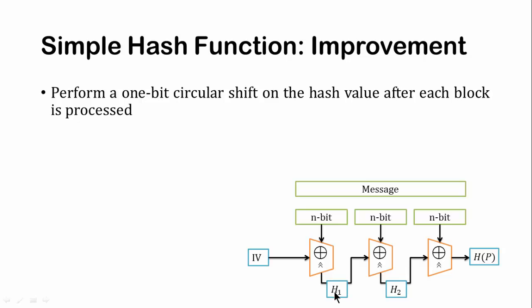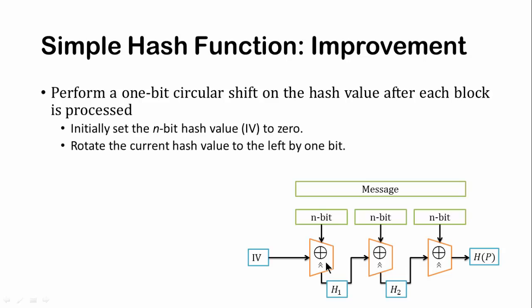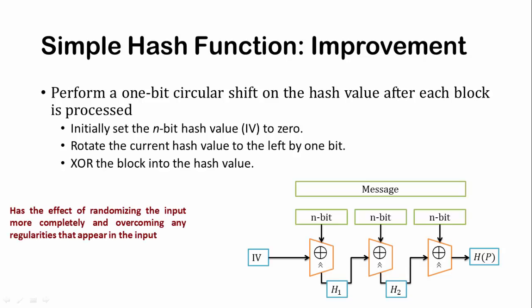This hash 1 value will pass on and get XORed with the next block, and while doing so, you have to perform a shift left operation as well. So the initial n-bit hash value IV is initially 0. A rotation function is applied onto every block that is used for XORing, and what this does is that it has a randomizing effect on the input and a more complete effect onto it, because after every shift you will have a new set of values which will be XORed with the next blocks. So the effect of one bit will be on several other bits as we are circulating.